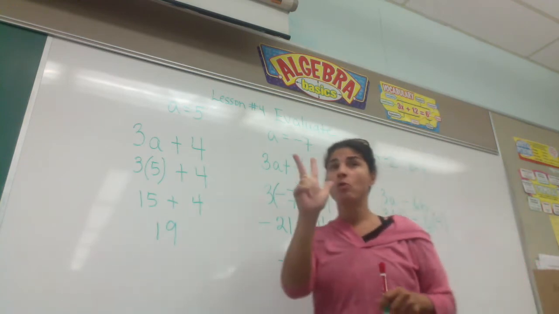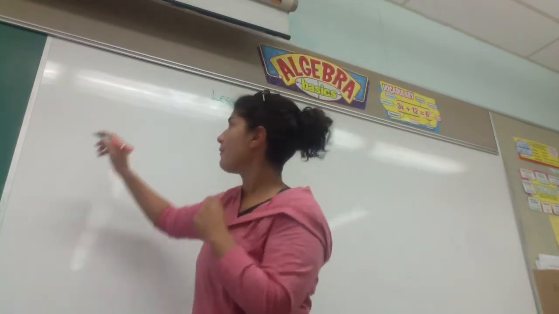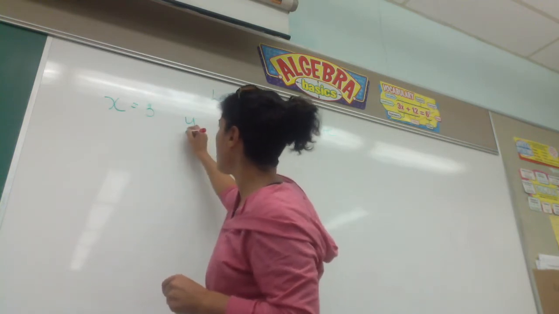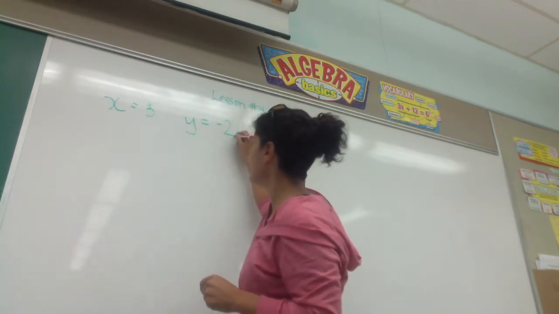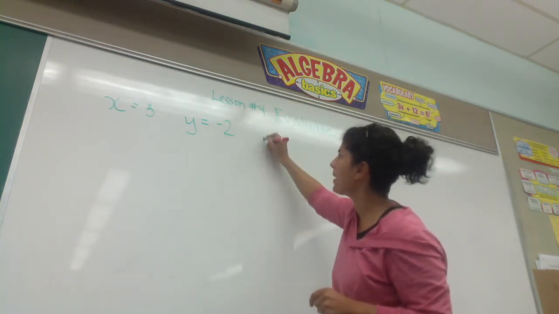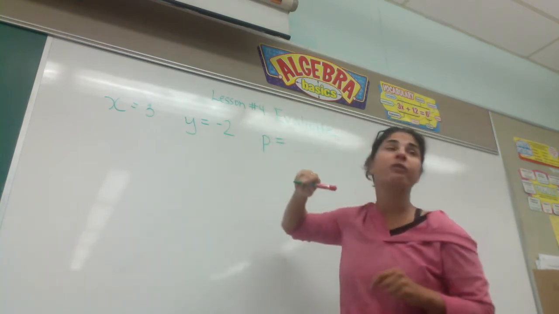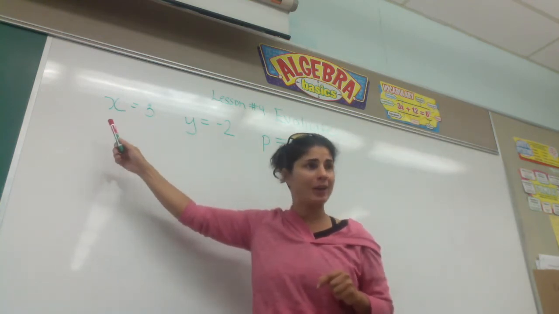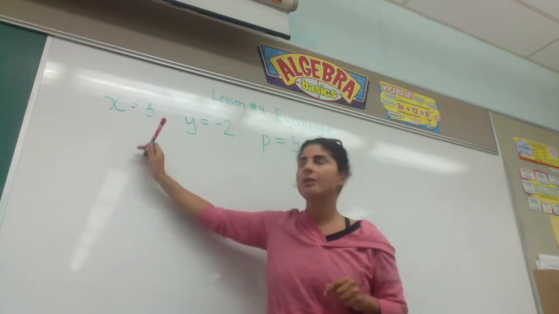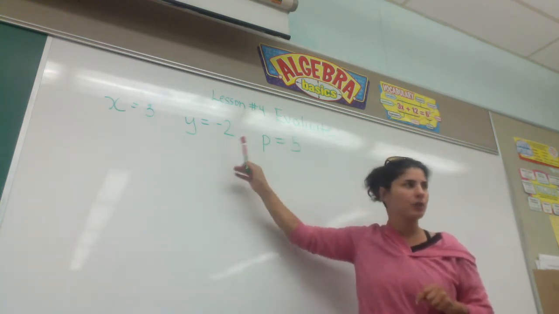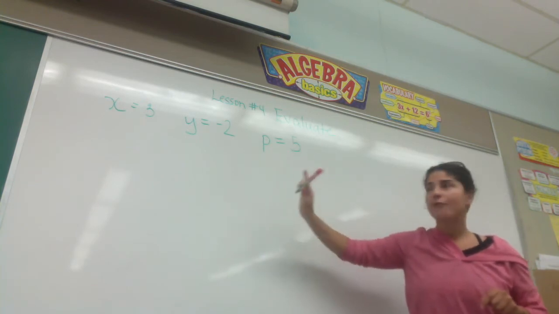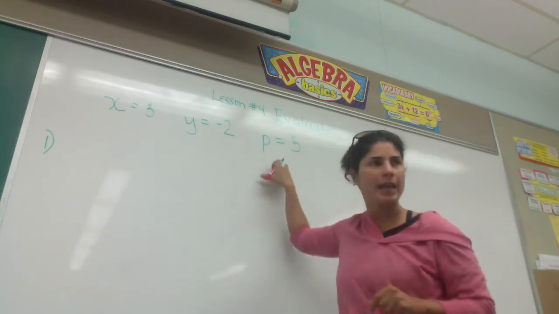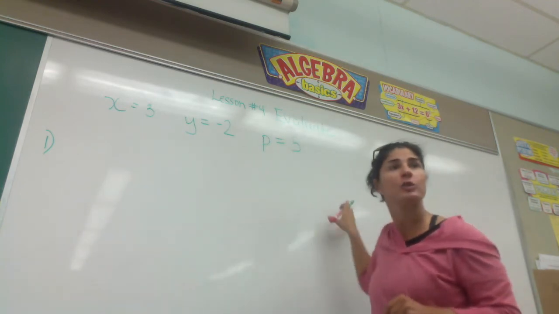Let's try 3 more difficult questions. The value for x is going to be 3. The value for y is going to be -2. And I'll do another letter p, which is going to equal 5. So these are the three variables that I've given value to. The x has a value of 3, the y has the -2, and the p has a 5. Now for the next 3 questions, you're going to use these values.